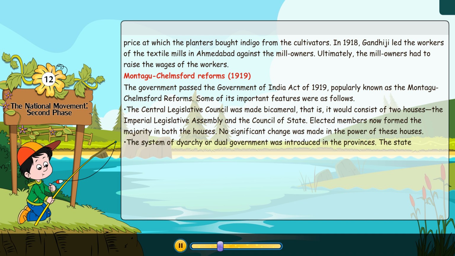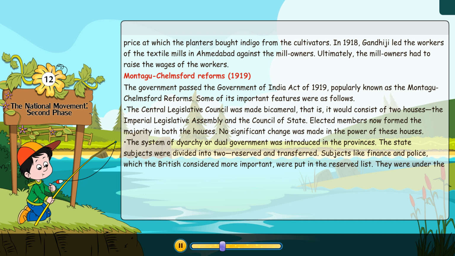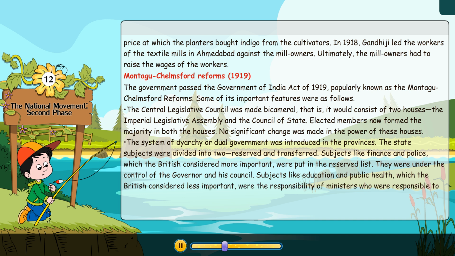The system of diarchy or dual government was introduced in the provinces. The state subjects were divided into two, reserved and transferred. Subjects like finance and police, which the British considered more important, were put in the reserved list. They were under the control of the governor and his council. Subjects like education and public health, which the British considered less important, were the responsibility of ministers who were responsible to the legislature. Real power thus remained with the British officials.